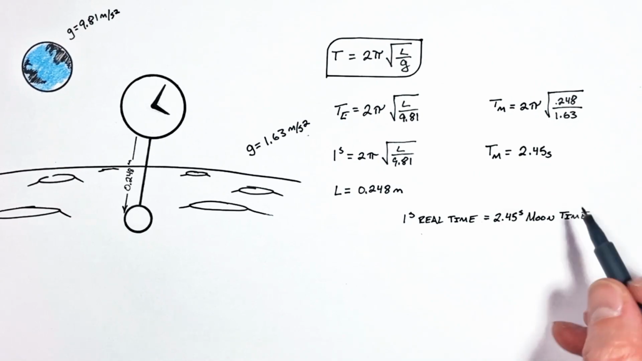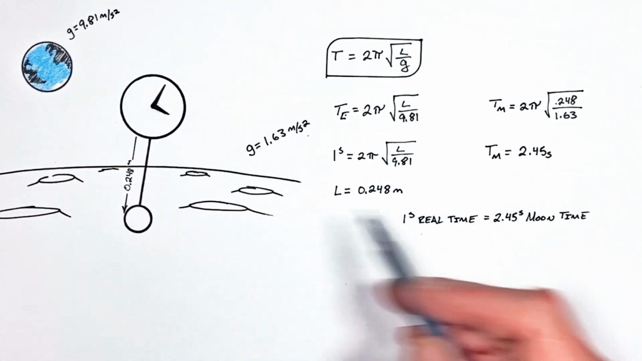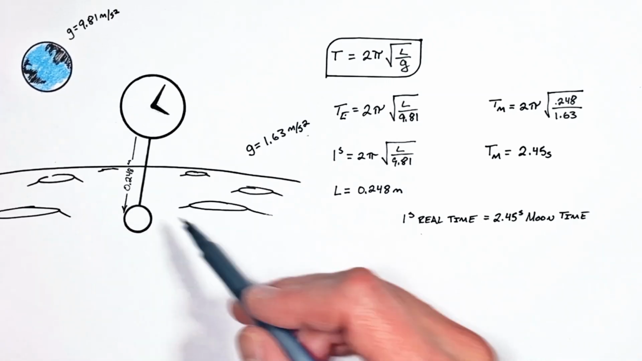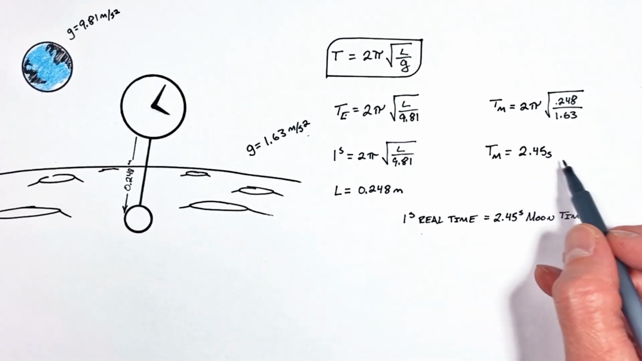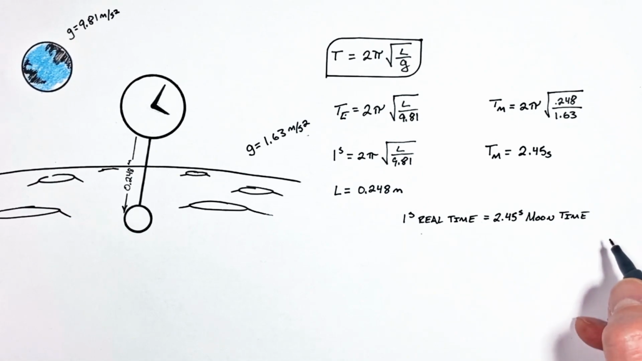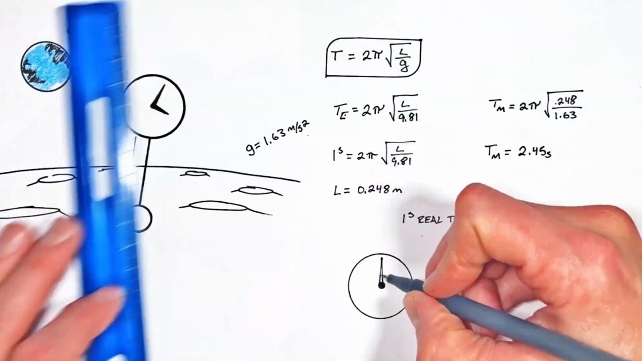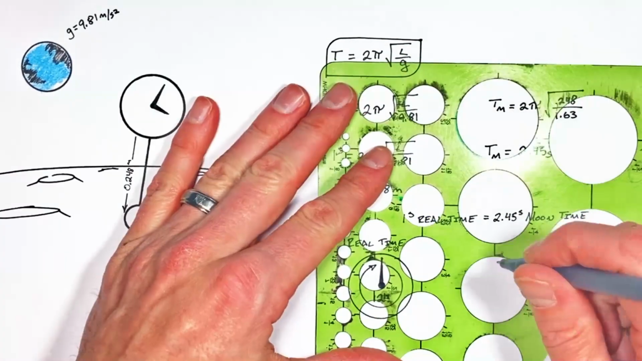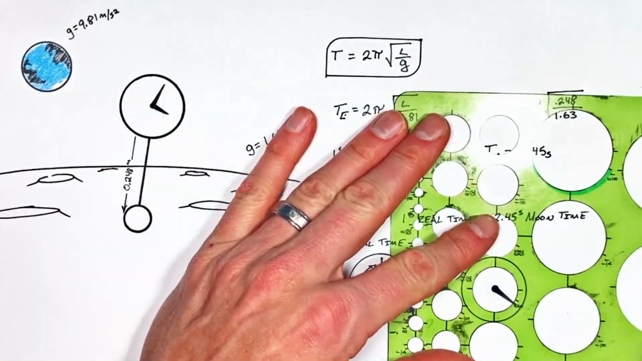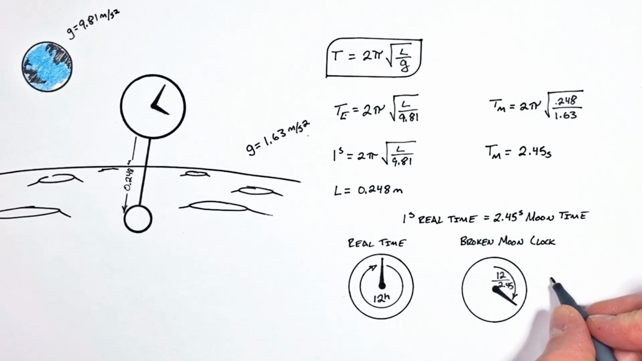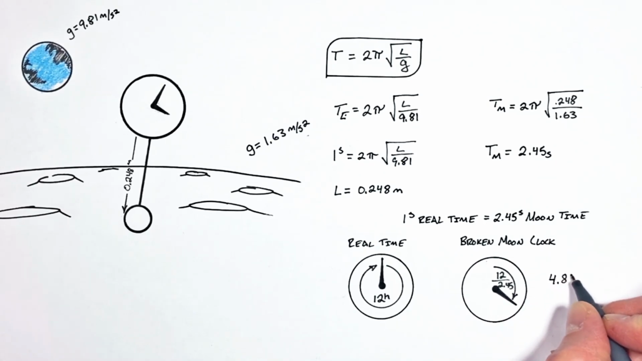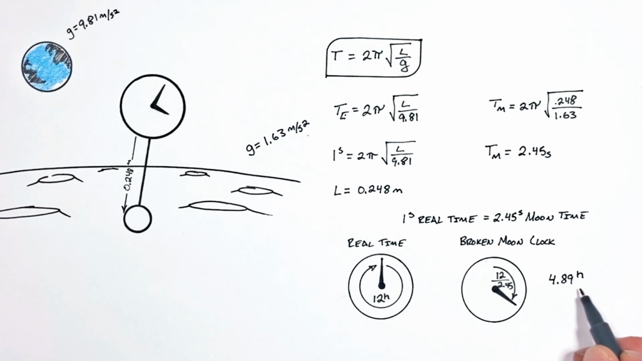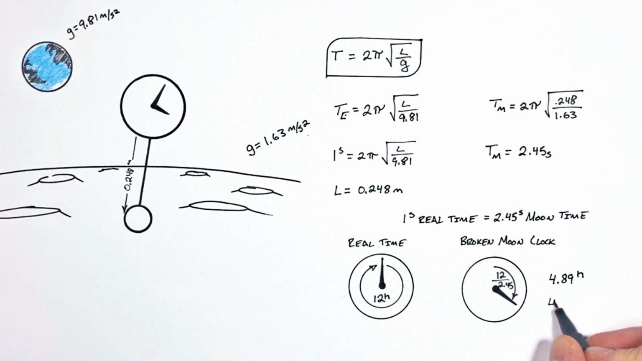It's not that time on the moon is actually going by more slowly than it is on the Earth, it's just that our clock is running way too slow, or 2.45 times too slow. Or to look at it differently, if a full 12 hours went by in real time, our broken moon clock would say that 12 divided by 2.45 hours had gone by. Doing the math, that works out to be 4.89 hours. That's a little bit useless because we don't ever deal with decimals of hours.